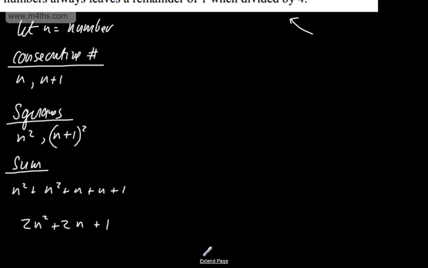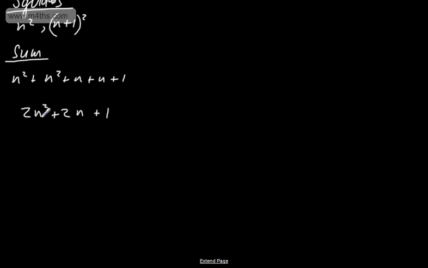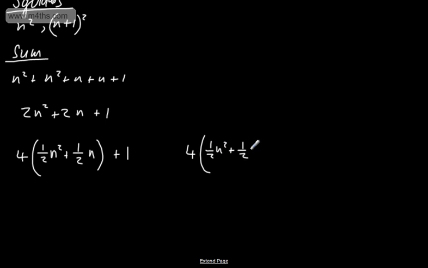So with this one, what I'm going to do is factor this part right here. All I'm going to do is leave the 1 out here, and I'm going to take out now 4. That's going to leave me now 1/2 n squared plus 1/2 n, and we're going to have plus 1. We can say now that 4 lots of 1/2 n squared plus 1/2 n is divisible by 4.